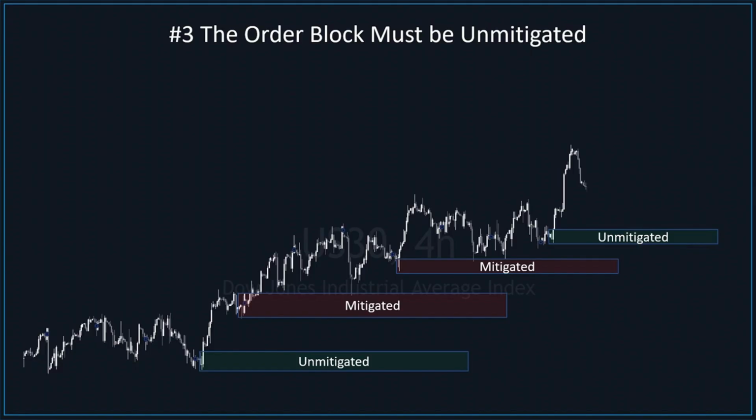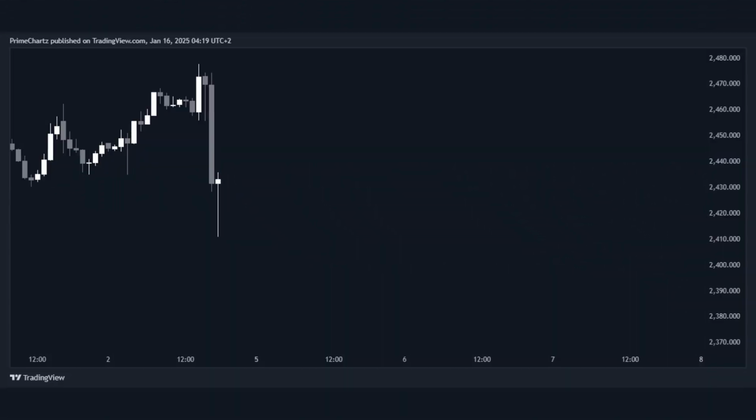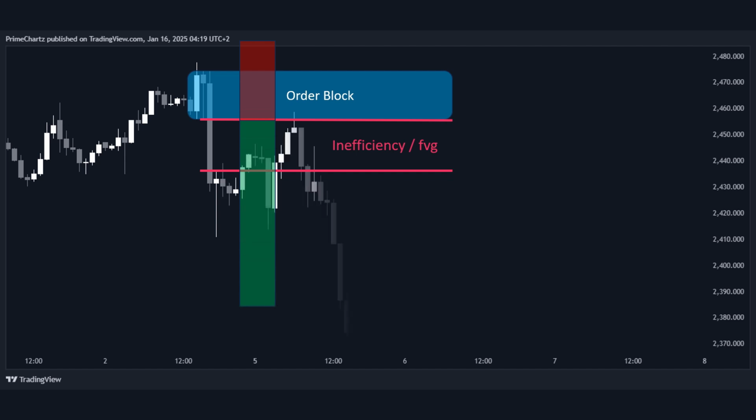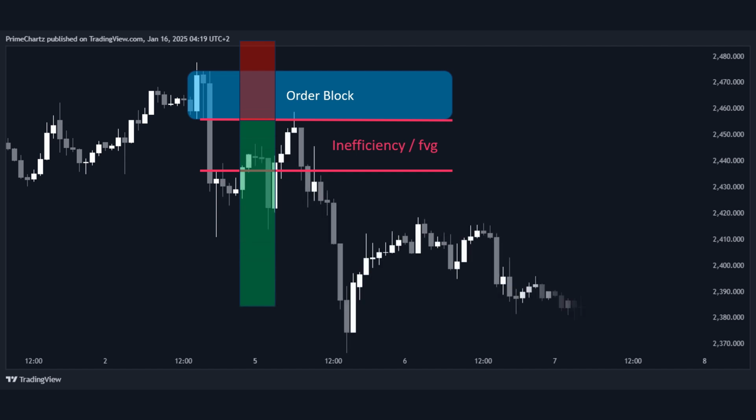Set your stop loss just above or below the order block to give price some wiggle room. Target a 1-to-2 risk-to-reward ratio. Keep it safe but profitable. Here's an example. Price taps into the order block, triggers our trade, and then, boom, it rockets in our favor.